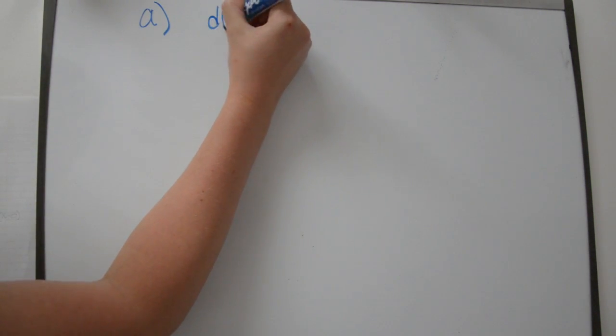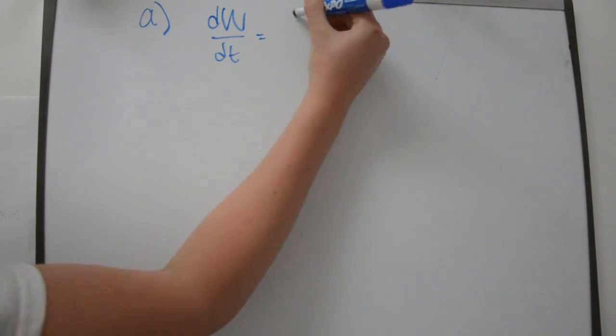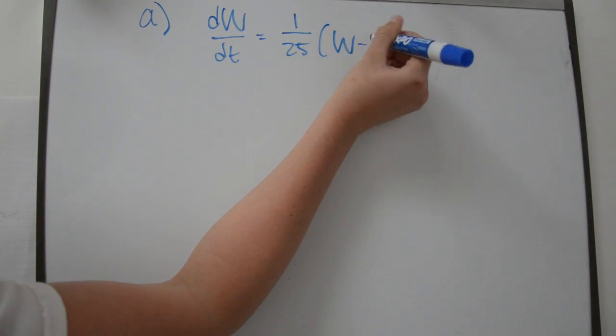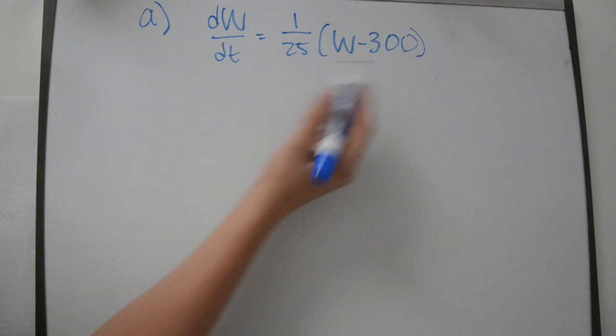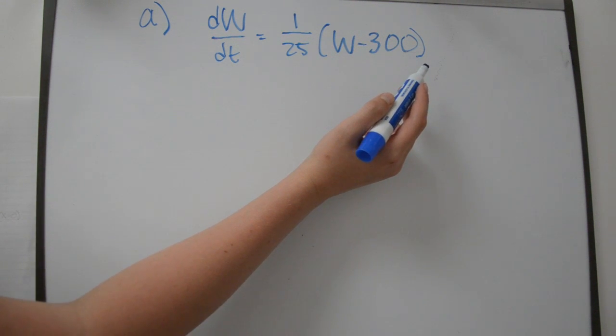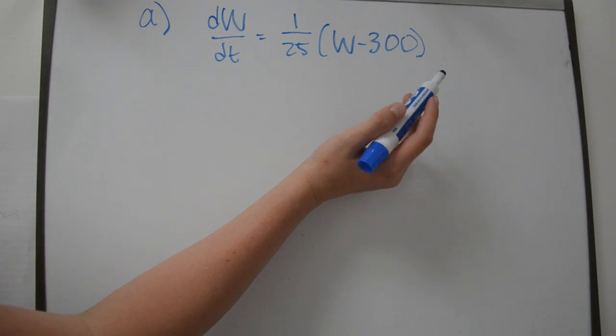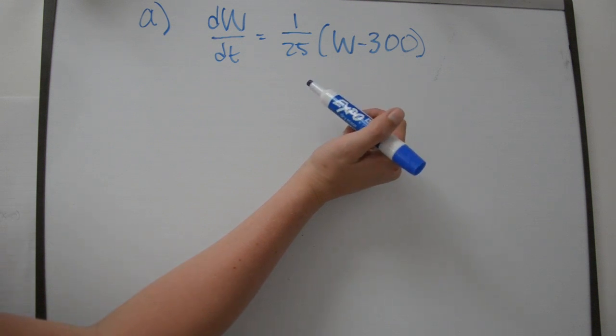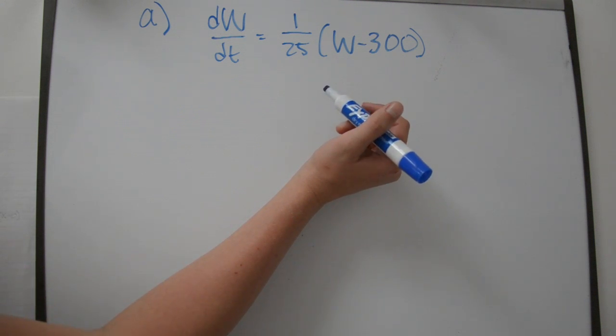Part A asks to use the line tangent to the graph of W at t equals 0 to approximate the amount of solid waste that the landfill contains at the end of the first 3 months of 2010, which is t equals 1/4. So, to start off this problem, you have to look up to the top of the problem to see that dW over dt equals 1/25 times W minus 300. This equation will be used to find the slope of the tangent line, which will then help find the equation to approximate the amount at t equals 1/4.